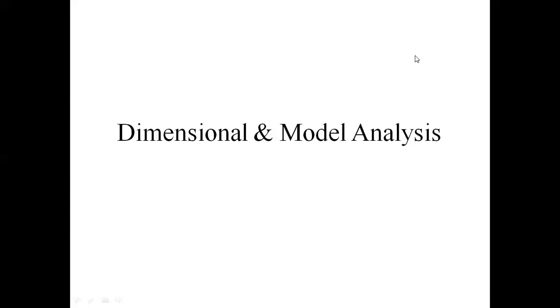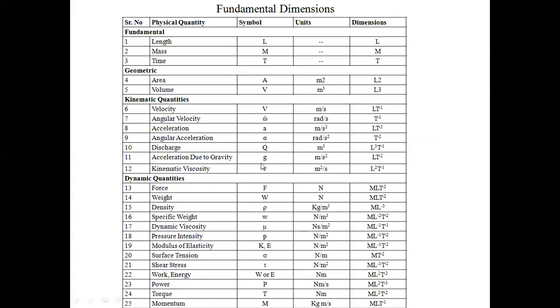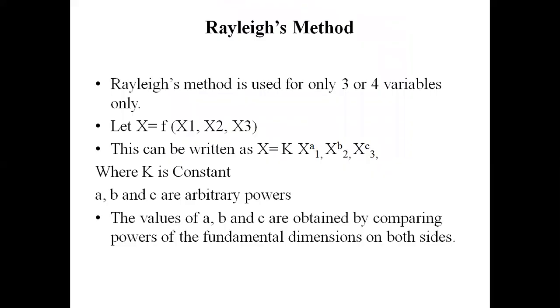So within the dimensional and model analysis, we are in the dimensional analysis first. Within it, we have gone through different physical quantities, their symbols, their units, and their dimensions in terms of fundamental dimensions L, M, and T. Then we have gone through dimensional homogeneity, one small part, and then there are two methods of dimensional analysis. One is Rayleigh's method, and the second one is the Buckingham Pi theorem.